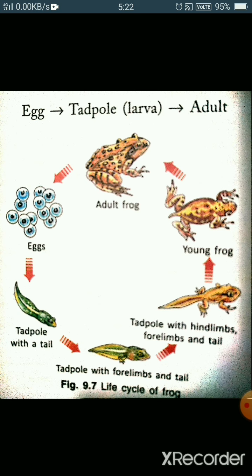A tadpole undergoes several changes in form and structure and changes into an adult frog. After that, the forelimbs develop, and in a few weeks, the hind limbs, the back legs, also develop, and it will develop into a young frog, right? So there are three distinct stages in the life cycle of frog. Eggs form tadpole, that is called larva, and then it will convert into adult.